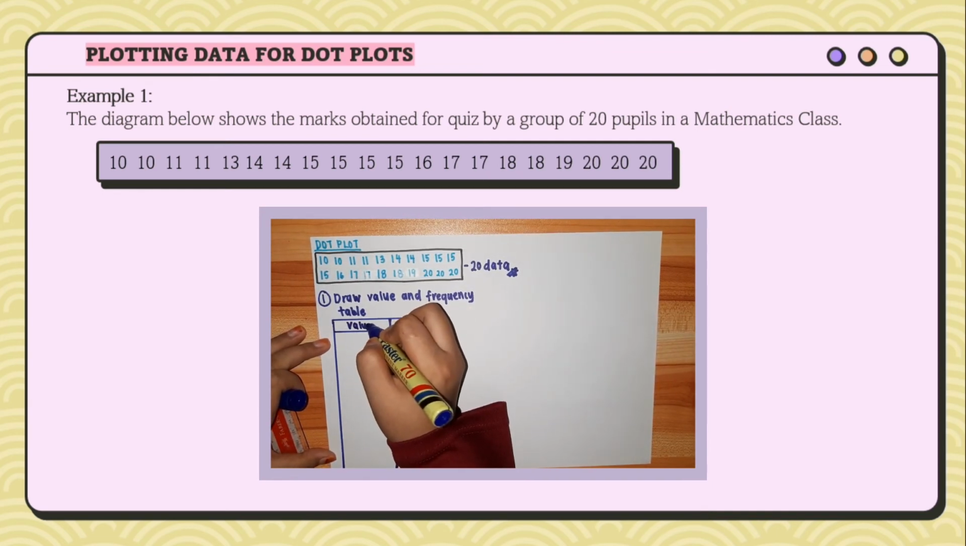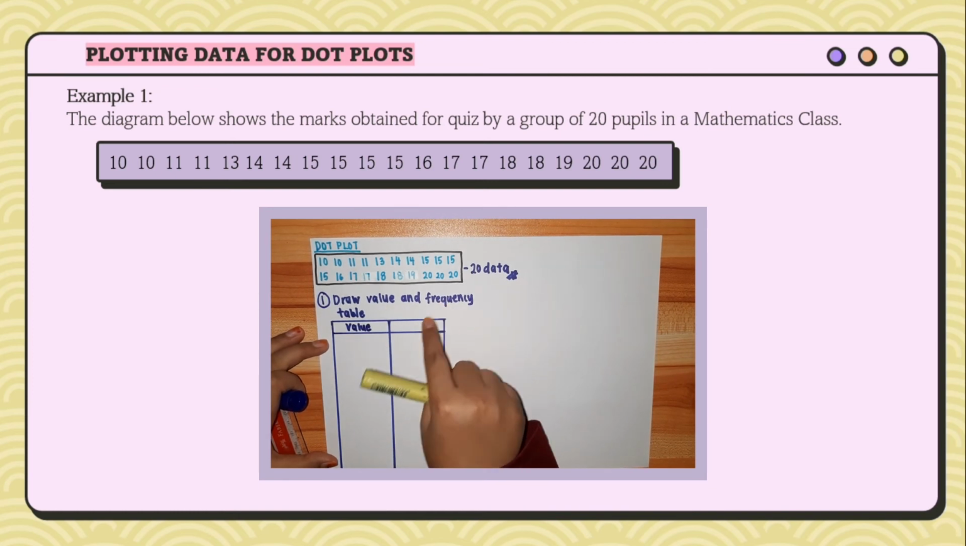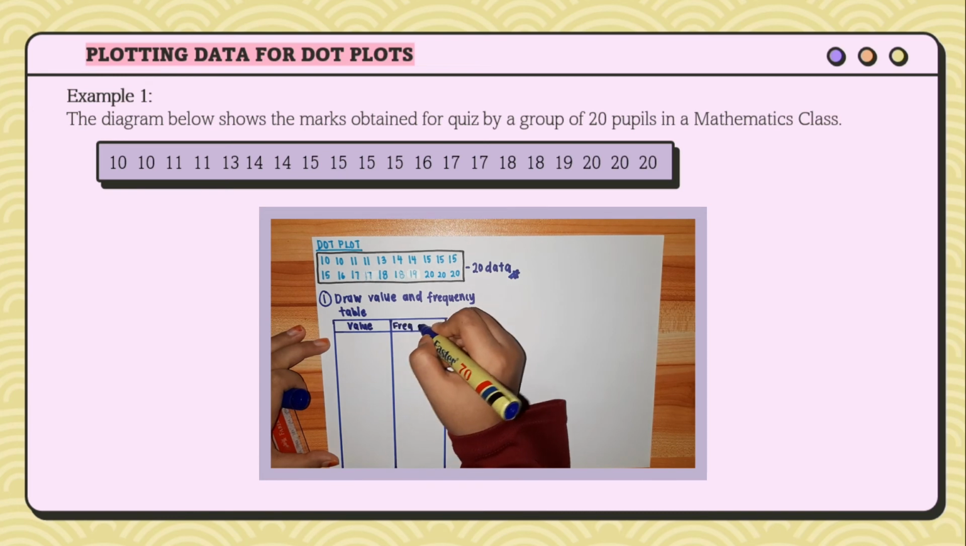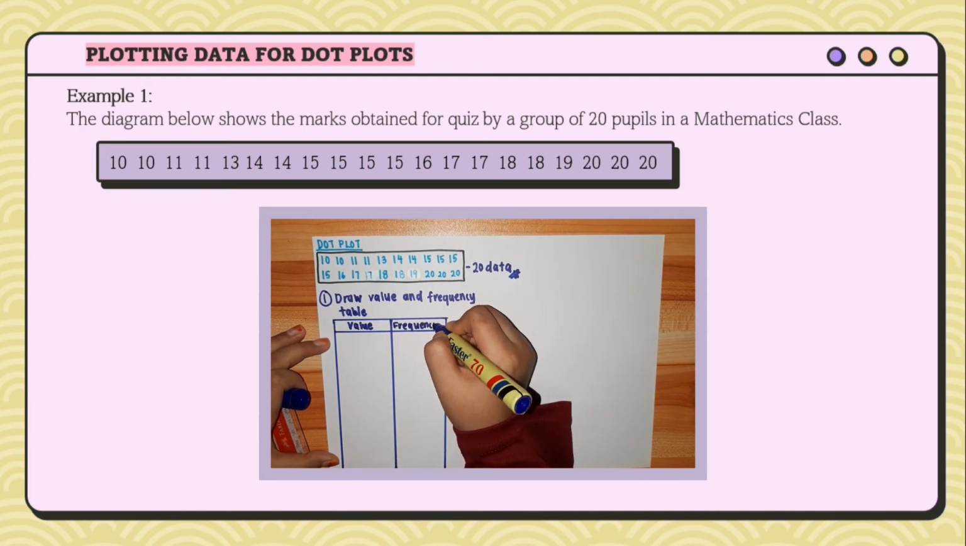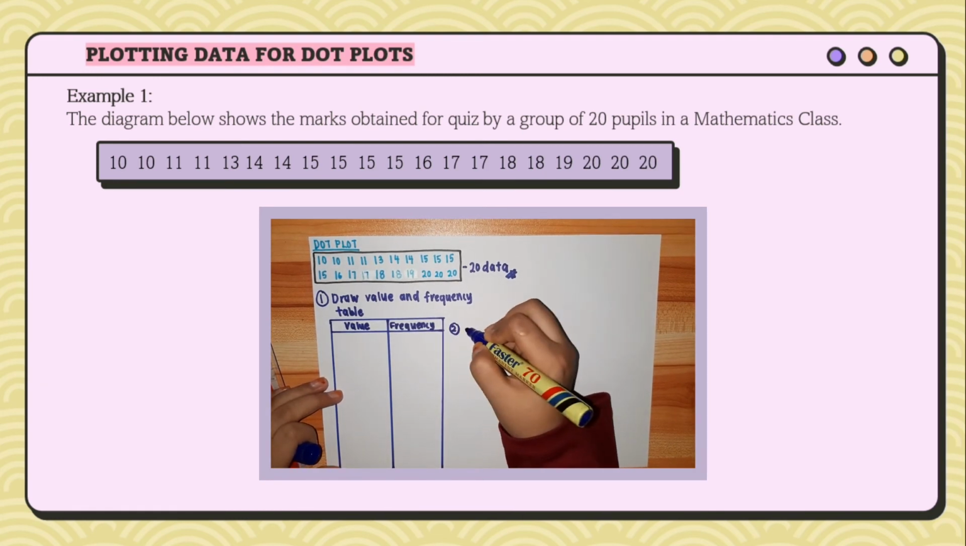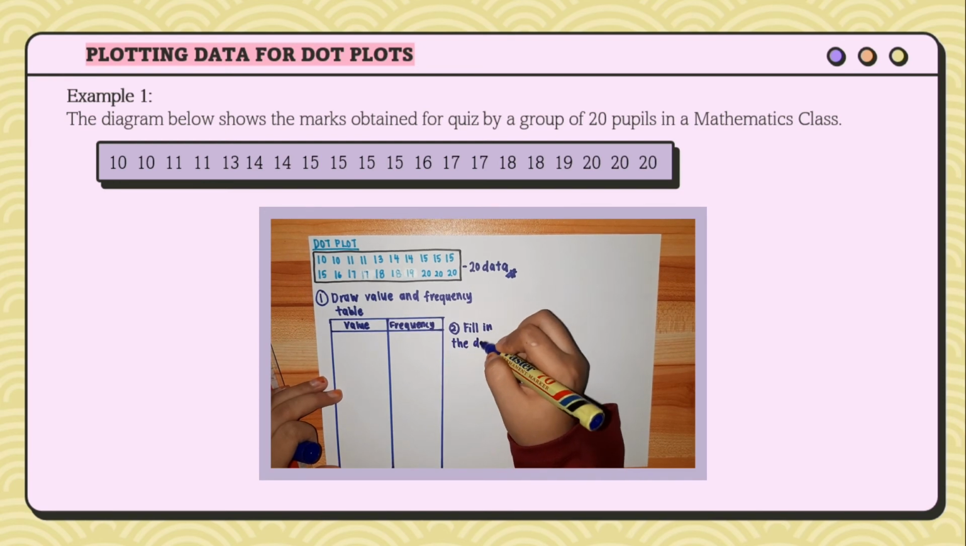So the first column will be the value and the second column will be the frequency. Okay, the next step is we need to fill in the data in the table that we have drawn just now.